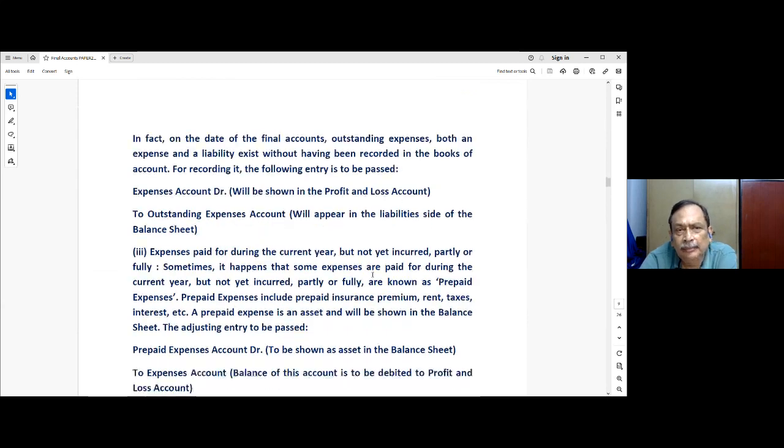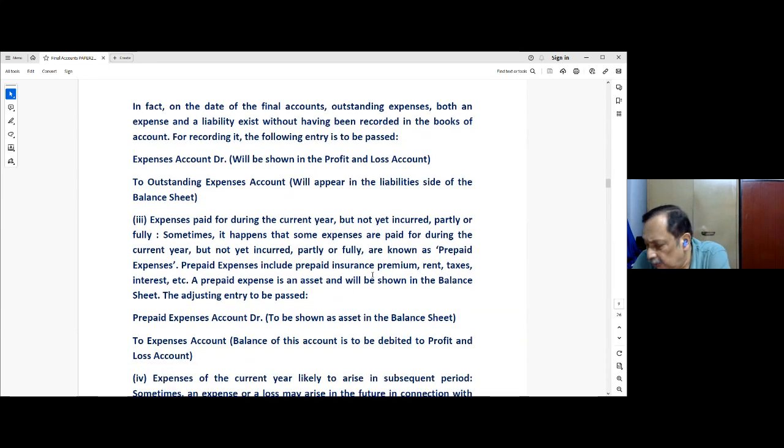Now, in fact, on the date of the final accounts, outstanding expenses, both an expense and a liability, exist without having been recorded in the books of account. For recording it, the following entry is to be passed. Expenses account will be shown in the profit and loss account. To outstanding expenses account will appear on the liability side of the balance sheet.